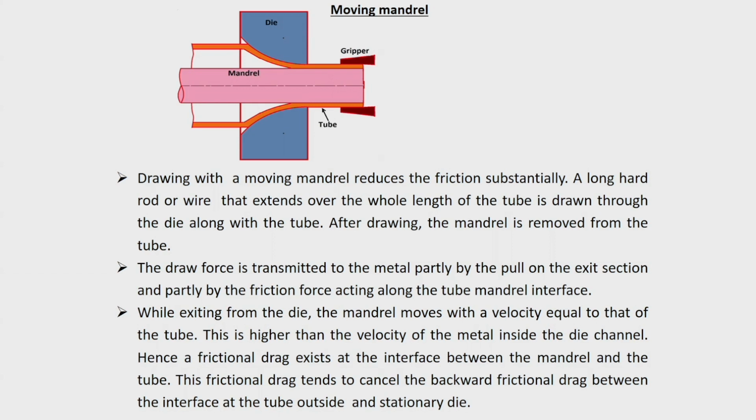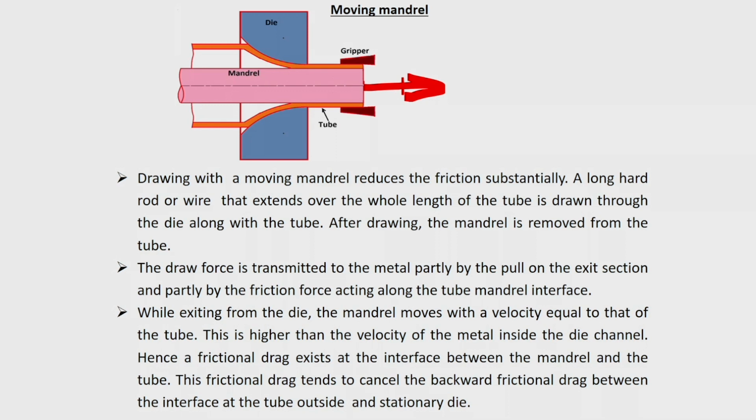So, metal will just flow into this region and it is plastically deformed, and when it passes through this, the size of the tube gets reduced and the gripper will just pull it in this direction. This is just a schematic of this. So, you will be pulling in this direction with the gripper moving.